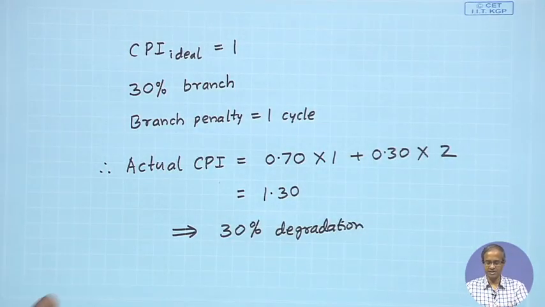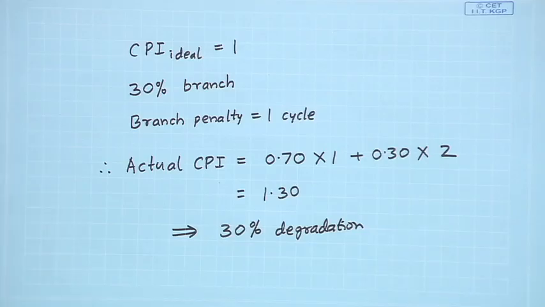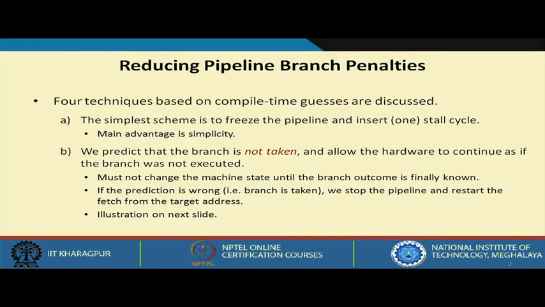Let us see how we can reduce this further. This is the topic of our discussion in this lecture, how to tackle the hazards, in particular the control hazards, further. Our specific target here will be to reduce the pipeline branch penalties. We start by discussing 4 broad techniques. First is a very naive approach. We have seen that a branch will incur one cycle penalty. So, whenever there is a branch, you freeze the pipeline and insert one stall cycle. This is the simplest approach. Main advantage is simplicity, but as I showed in that example just now, the overhead can still be significantly high. With the figures in the example, we saw that there can be 30% performance overhead.